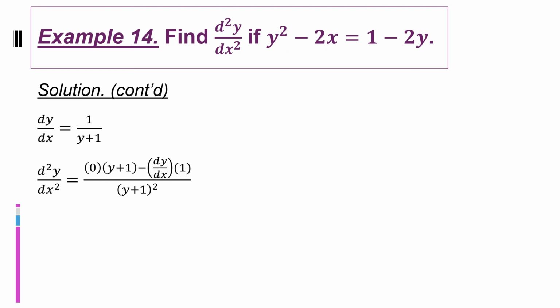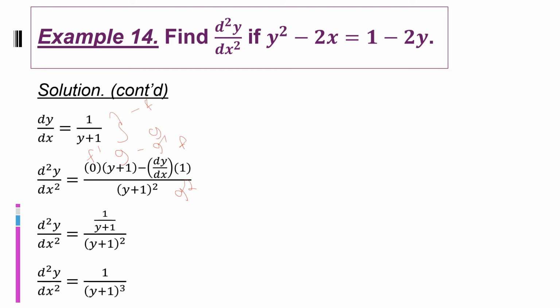Now, taking the second derivative, so let's take the derivative of this, we have f as 1 and g as y plus 1. So, we have the second derivative now is f prime is 0 times g, which is y plus 1, minus g prime, which is dy over dx plus 0, so just dy over dx, times f is 1 all over g squared, which is the square of y plus 1. Or that is 1 over y plus 1 all over y plus 1 squared. Or that is 1 over y plus 1 cubed.